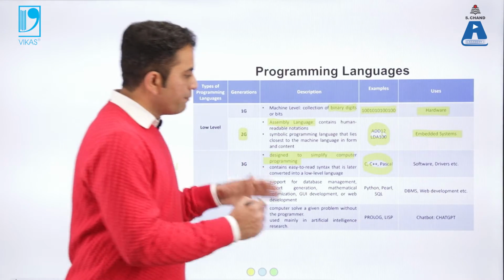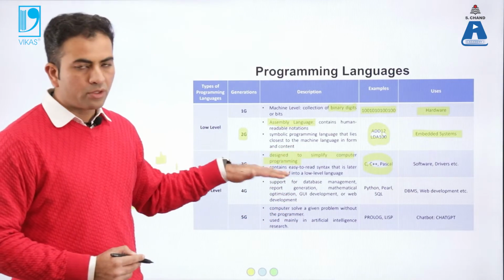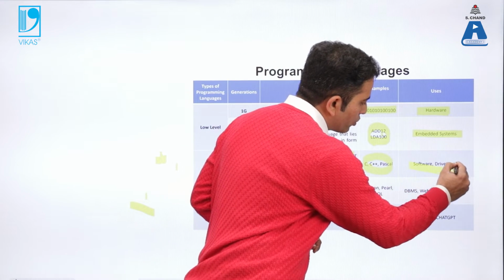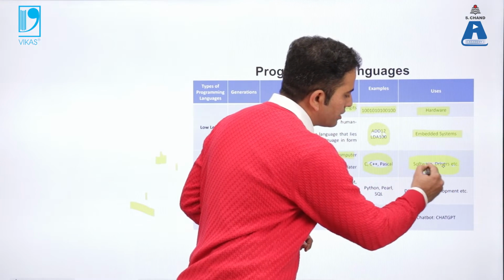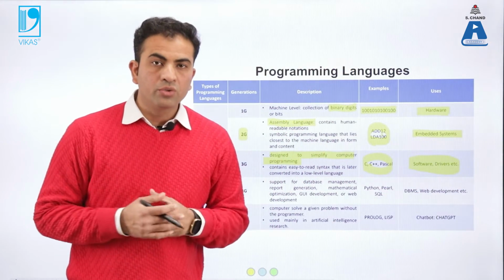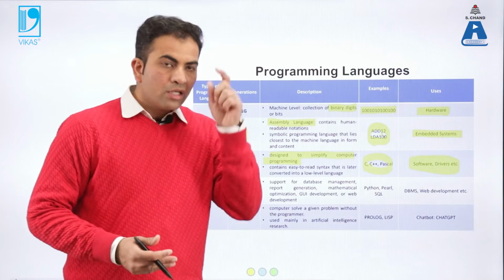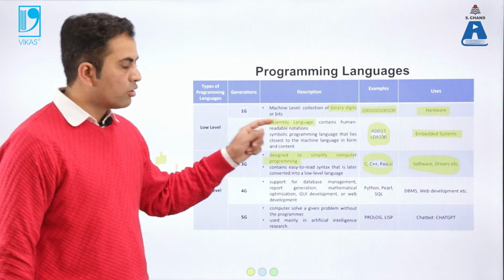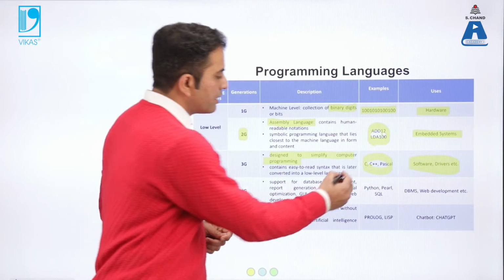Now the importance of this third generation programming language: these programming languages are used to develop software as well as drivers. If we want to develop the operating system, if we want to develop the drivers, we have to use the third level programming language or third generation programming language, that is C or C++.